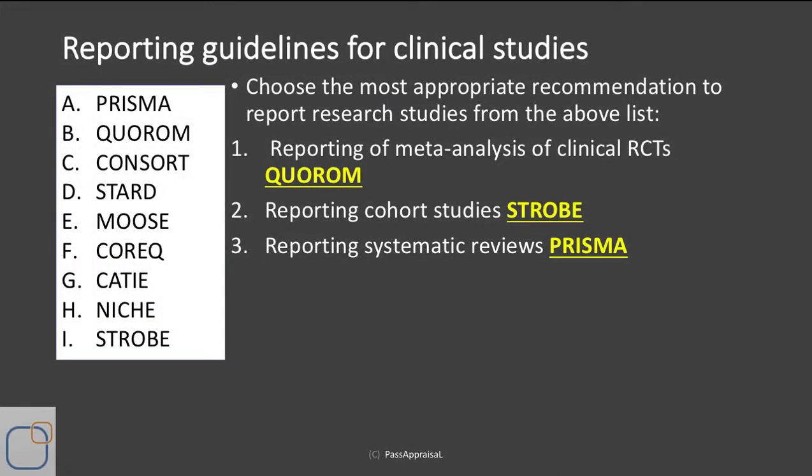Okay, so coming to our own questions, reporting of meta-analysis of clinical RCTs, you could use Quorum. Reporting cohort studies, you could use STROBE. Reporting systematic reviews, you could use PRISMA. Okay, so the answers are Quorum, STROBE, and PRISMA.